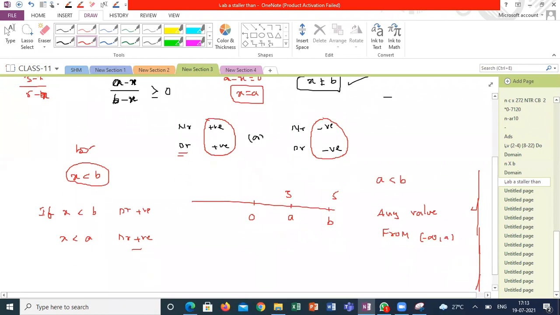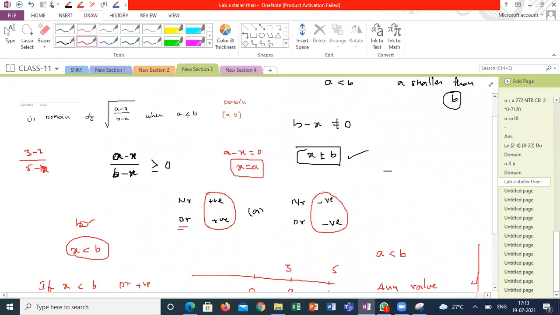Any value from minus infinity to A, it is positive. And any value from B to infinity also, it is positive. Am I right or wrong? So the answer I am giving is wrong. So what is the domain here?